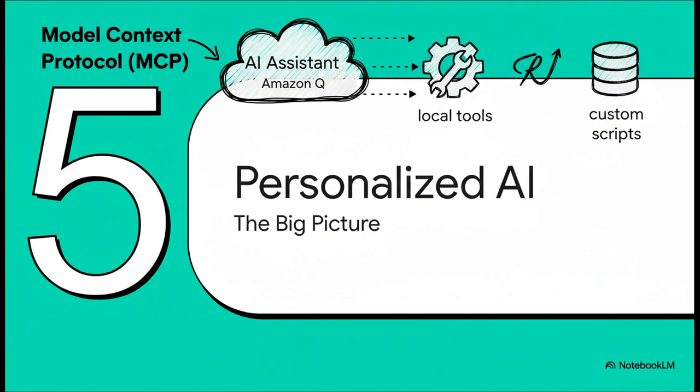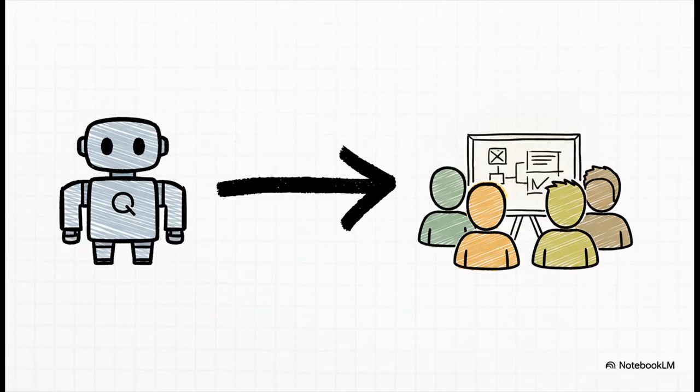So let's zoom out for a second and look at the big picture. What does all of this technical stuff really mean for you as a developer? The ultimate takeaway is this. MCP fundamentally changes Amazon Q. It evolves from being a generic, pretty knowledgeable, but still generic assistant into a true, deeply integrated member of your development team, one that actually understands and uses your unique tools and workflows.